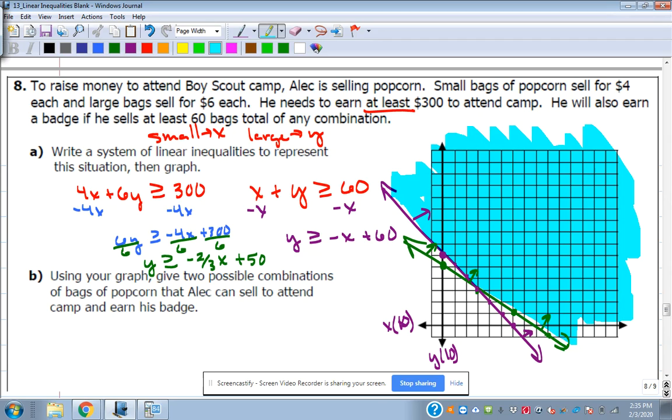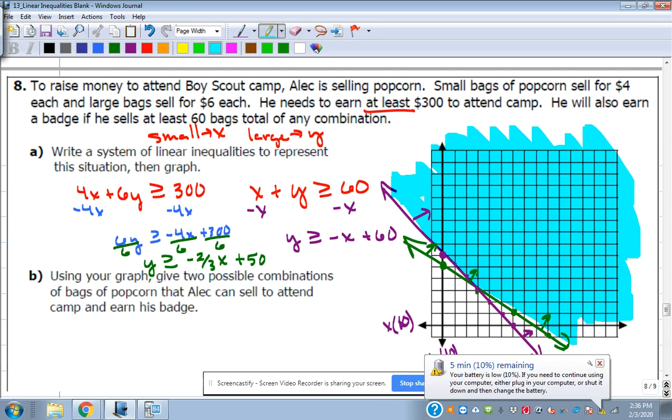Now, we also know that we can't sell negative bags of popcorn, right? So we know the answer when it asks for part B, give two possible combinations. Neither of those can be a negative number, right? That makes sense, but in the context of a word problem, we can't make up negative popcorn bags.